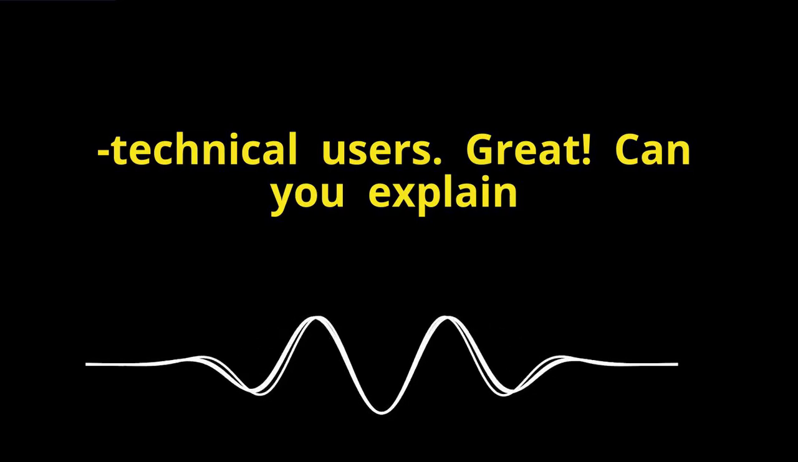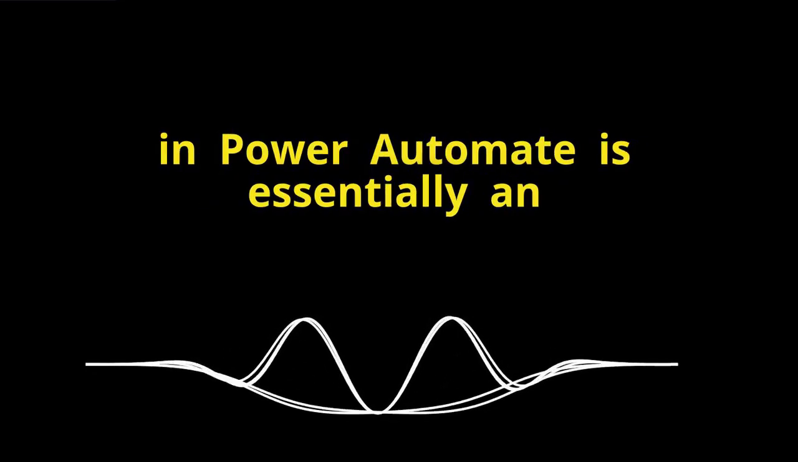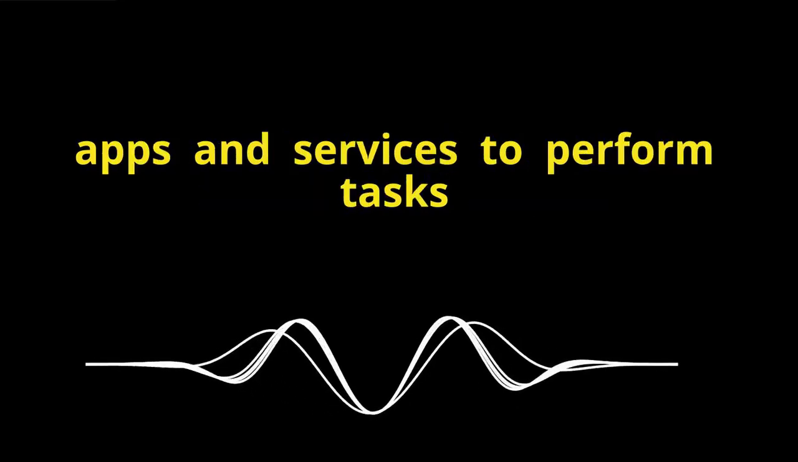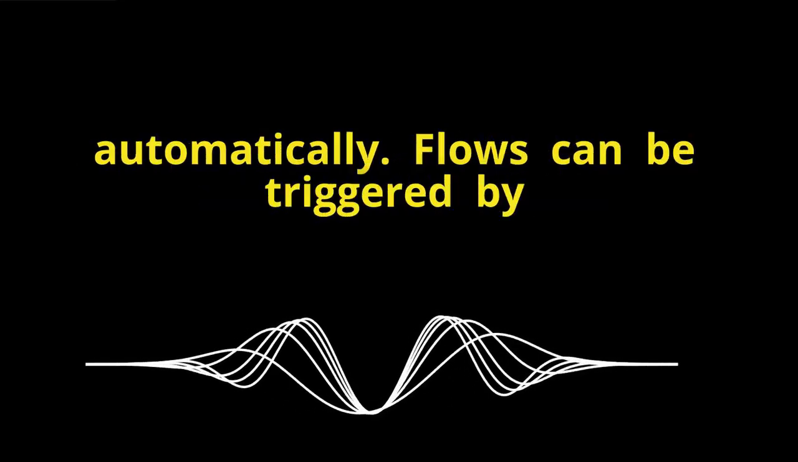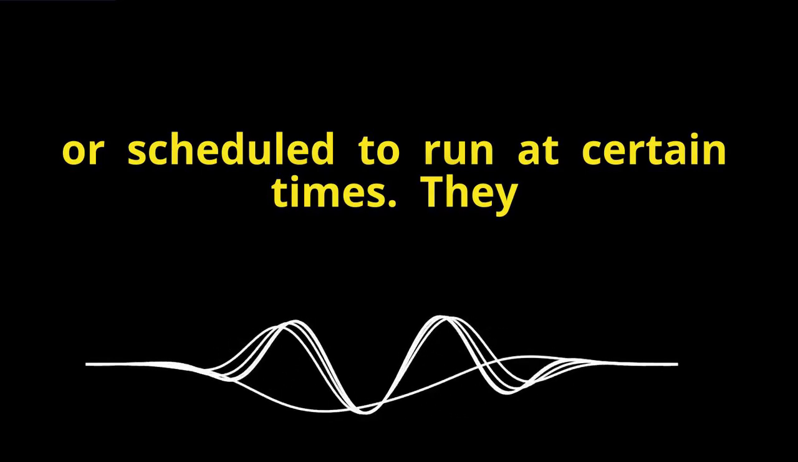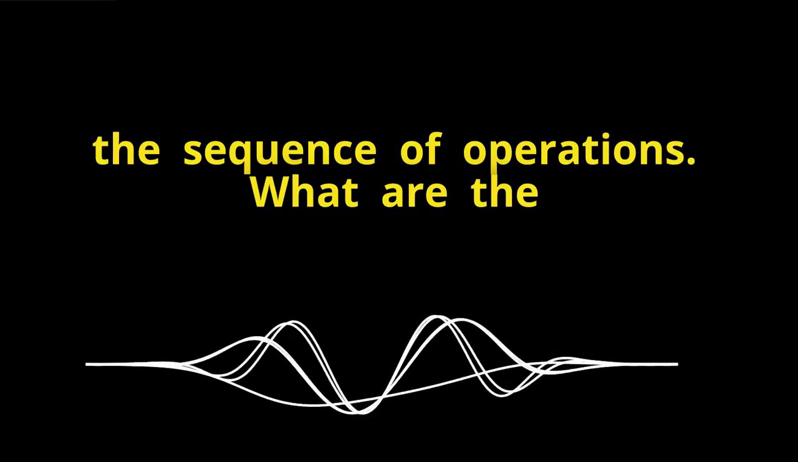Great. Can you explain what a flow is in Power Automate? A flow in Power Automate is essentially an automated workflow that connects different apps and services to perform tasks automatically. Flows can be triggered by specific events, like receiving an email, or scheduled to run at certain times. They consist of triggers and actions that define the sequence of operations.